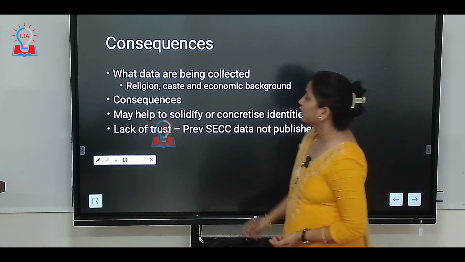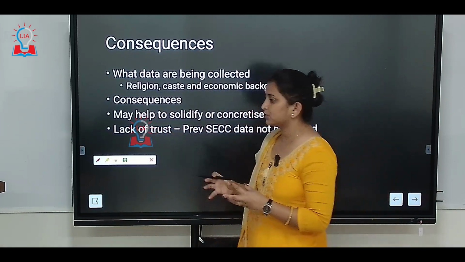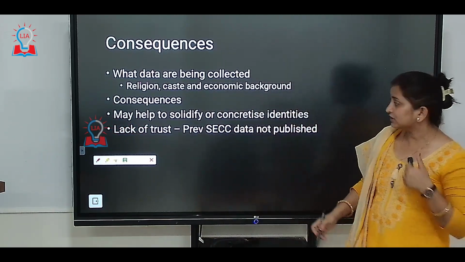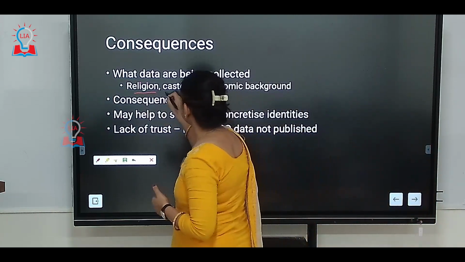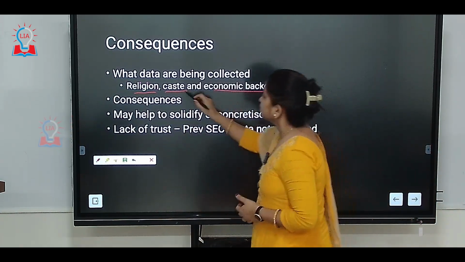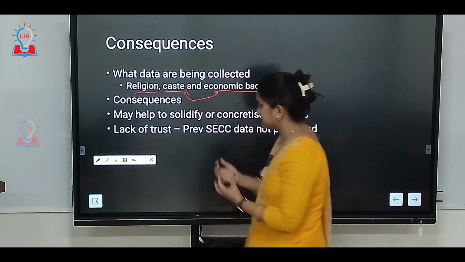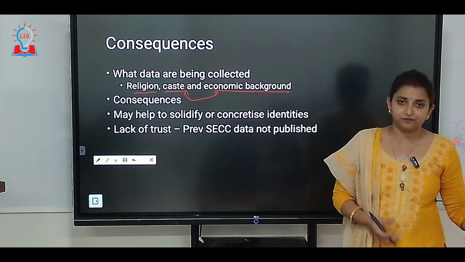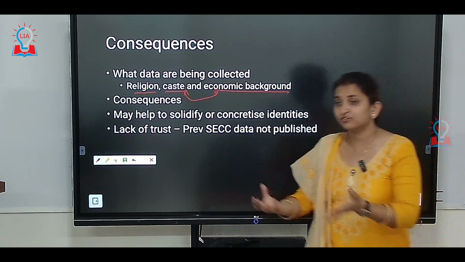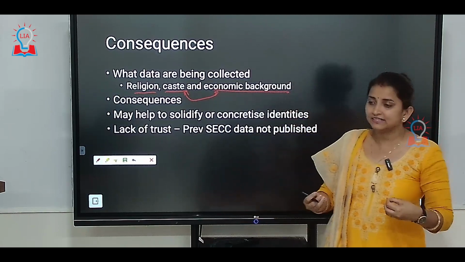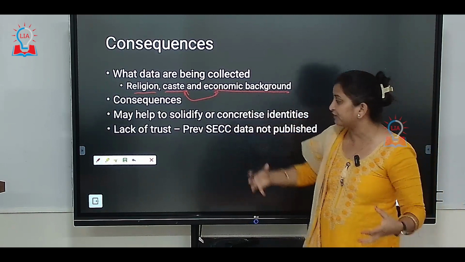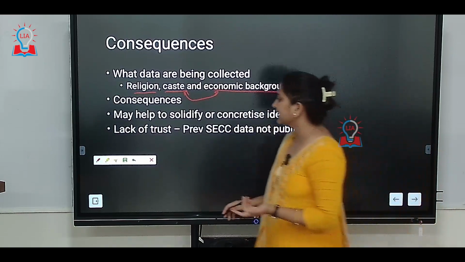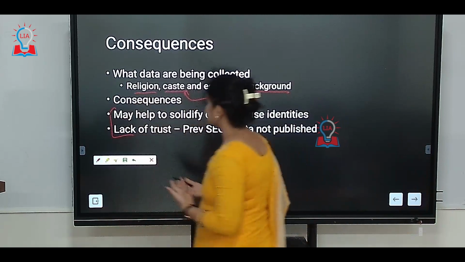Okay. So, the consequences. First of all, we need to understand what kind of data is being collected by the caste-based census of Bihar. Okay. So, the first data is related to religion, the second one is caste, and the third one is economic background. So, if we have this data, it will help us to find out what policies should be framed, or whether they came out of poverty or not. So, ultimately, this data will help us to find out whether they were able to come out of poverty or not.